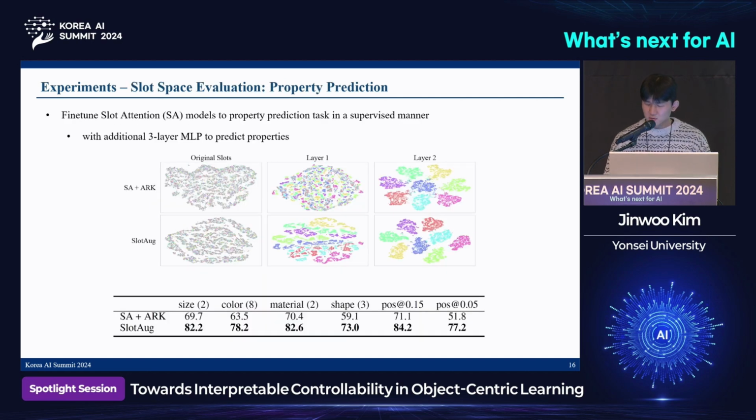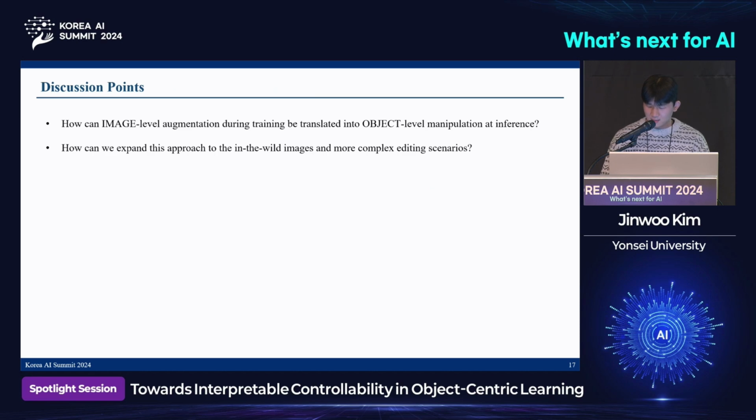In addition to the RGB space experiment, we also show that our framework can enhance the quality of object representation by implementing a downstream task, property prediction. And lastly, the possible discussion points may include: how can image-level augmentation during training be seamlessly translated into object-level manipulation and inference? And how can we expand this approach to in-the-wild images and more complex editing scenarios?